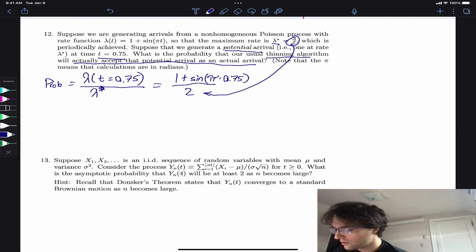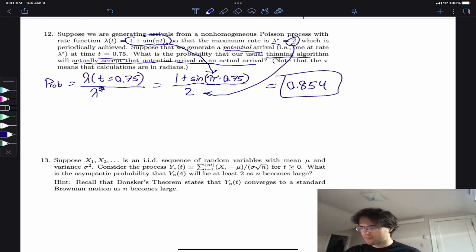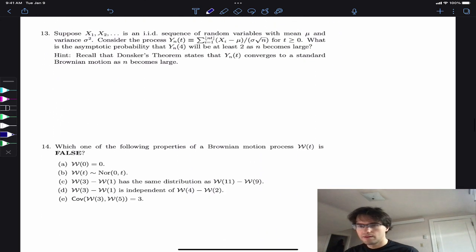Make sure to do this calculation in radians. So this is just this equation here, and I just plugged in t equals 0.75. And when you go through and run the numbers here, you end up getting 0.854. And that's your answer. So there's that. All right, moving on. Question 13.